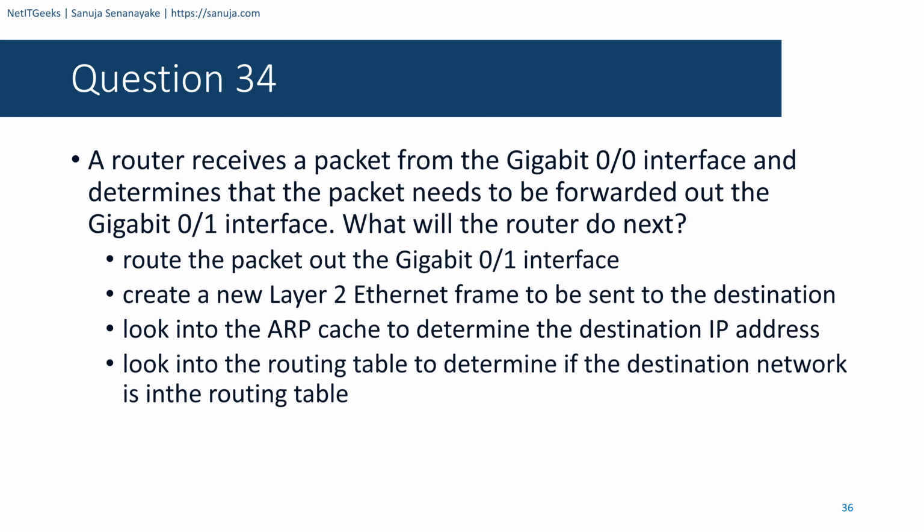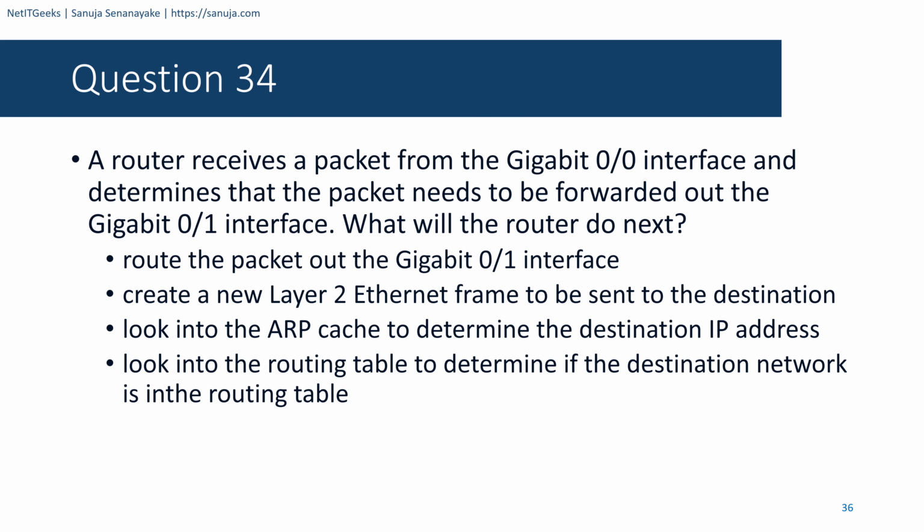Question number 34. A router receives a packet from the gigabit 0/0 interface and determines that the packet needs to be forwarded out the gigabit 0/1 interface. So the router receives the packet on gigabit 0/0, but it determines that it needs to exit at the gigabit 0/1 interface. What will the router do next? So the router receives a packet on one port and determines that it needs to be forwarded out another port. What would the router do?